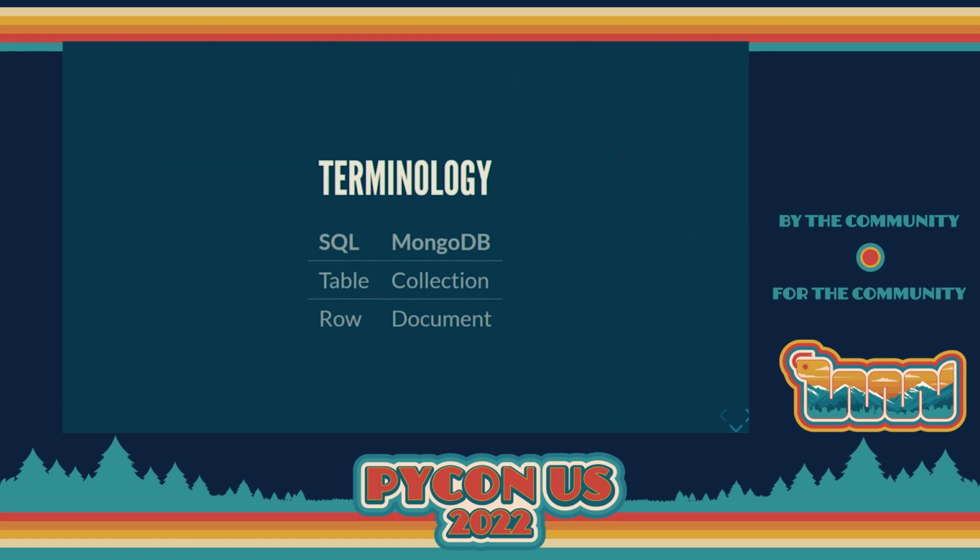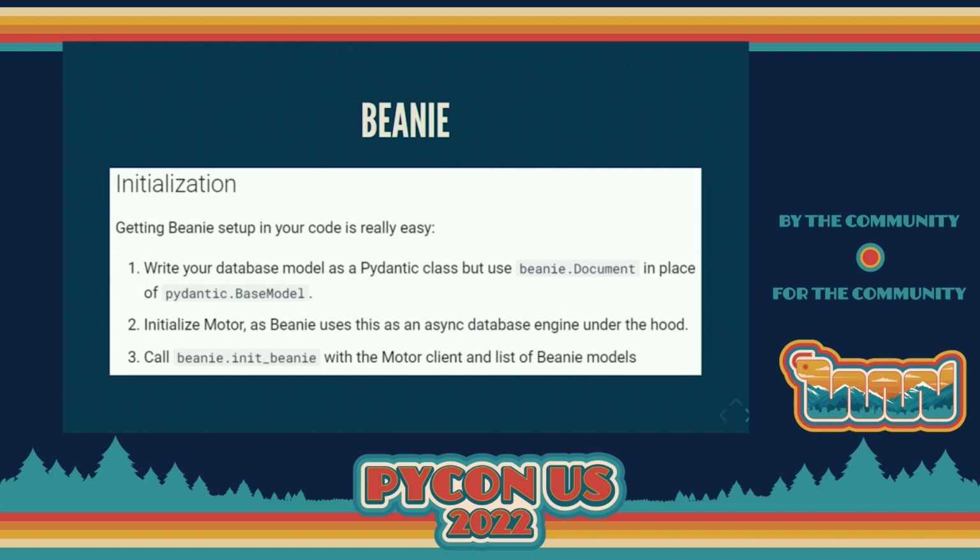Now Beanie, again, is pretty awesome. This is just straight from their documentation. Getting set up in your code is really easy. You just write your database model as a Pydantic class, and then instead of using Pydantic BaseModel, you use something called Document. That's just the class name, Document. And then you initialize Motor, which we talked about previously. You initialize a Motor client, and then you call a Beanie method called init_beanie with the Motor client and a list of the Beanie models you're using. I know it sounds like a mouthful, but it's actually very straightforward. We're going to look at how that works.